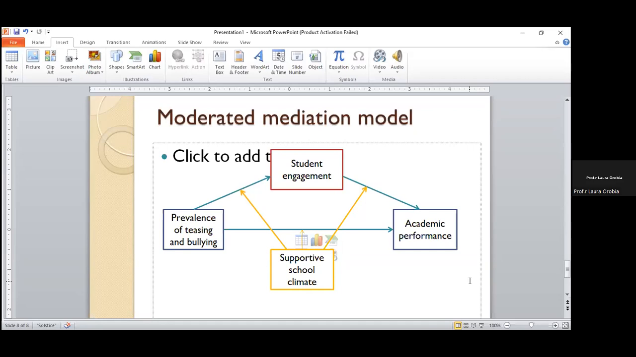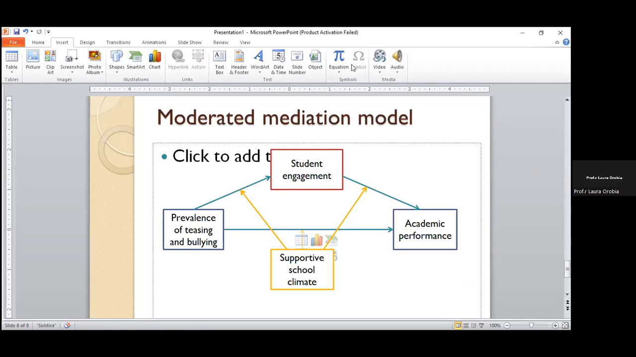The arrows may mean direct relationship being tested. The arrows may mean indirect relationship being tested. The arrows may mean mediation effects, may mean moderation effects, may mean moderated mediation effects. That's what I can say.